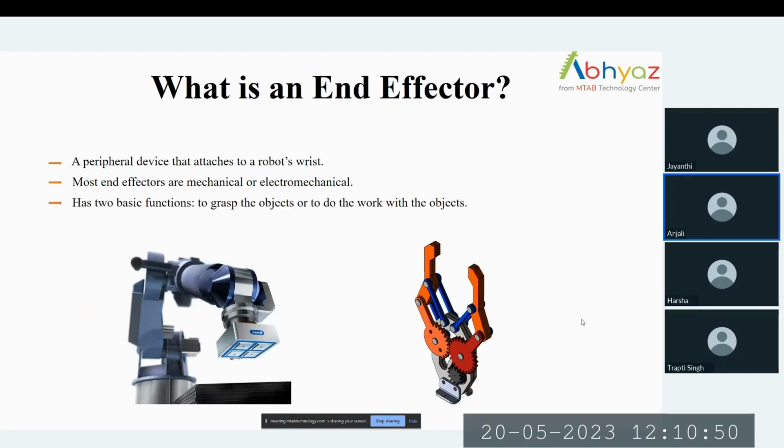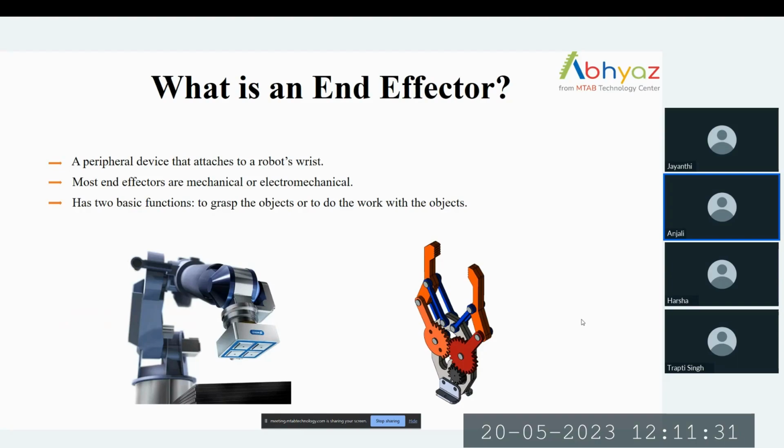Now the new thing is the end effector, which is attached to the robot wrist. Most end effectors are mechanical or electromechanical, and they perform two types of functions: holding an object or doing work with the object. This is required for robotic simulation. Without the end effector, robots would be quite useless. It is the piece of the robot that interacts with the part or component in the environment. Sometimes they are also referred to as end of arm tooling and manipulators, and they are found at the end of the robot arm.